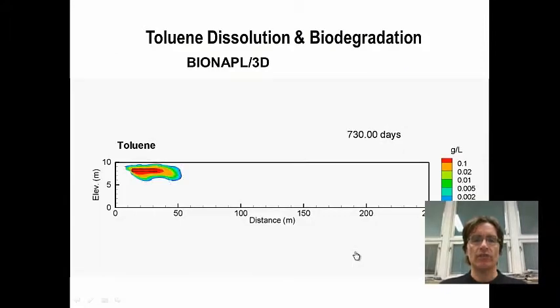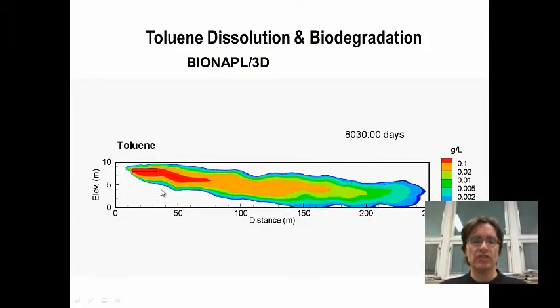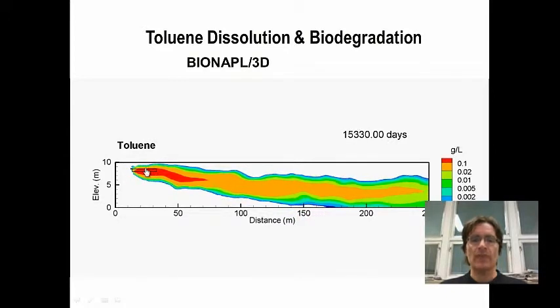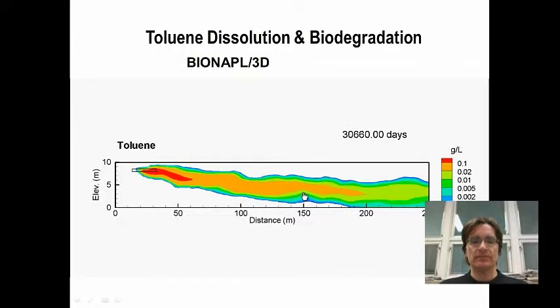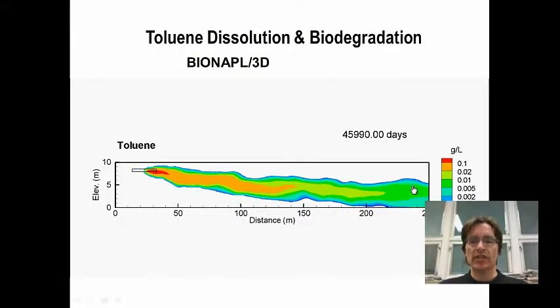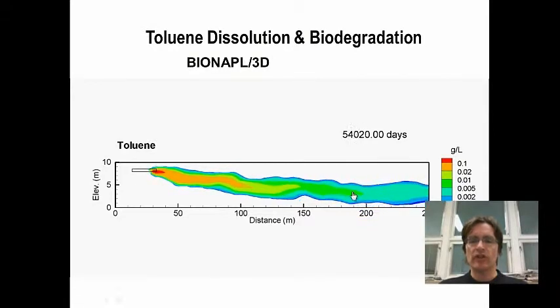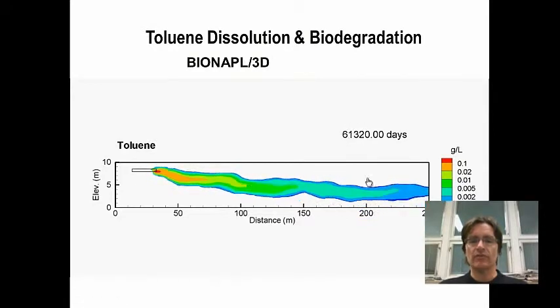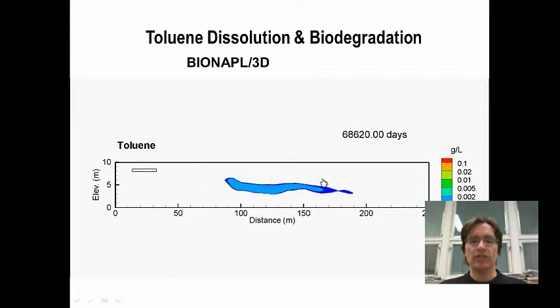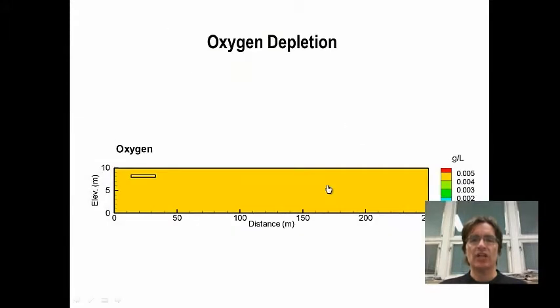Here's the animation for toluene as it evolves, as it's dissolving from our residual source zone, and it's biodegrading with oxygen. So over time, it completely dissolves from the source, and it actually starts to reverse direction here because of consumption by biodegradation. That's the toluene.